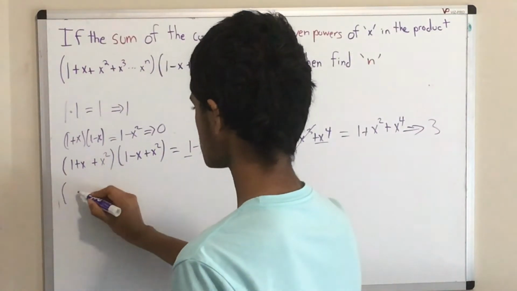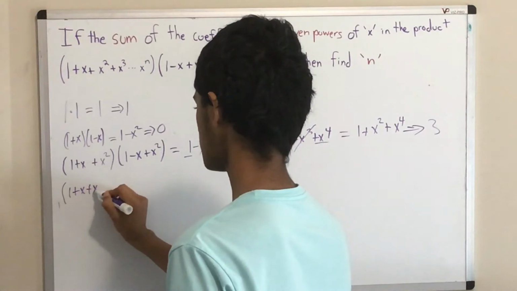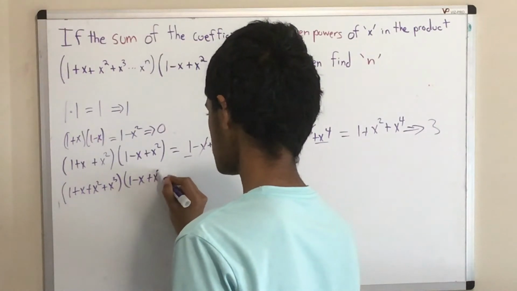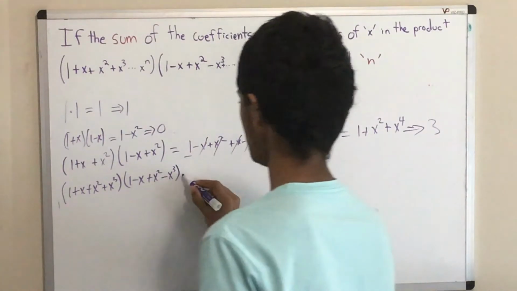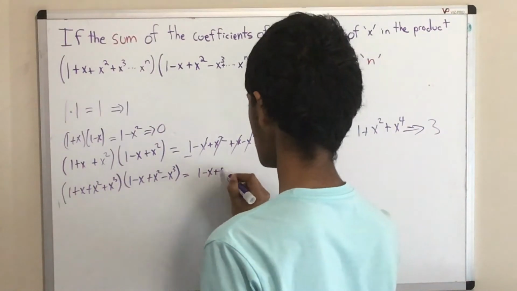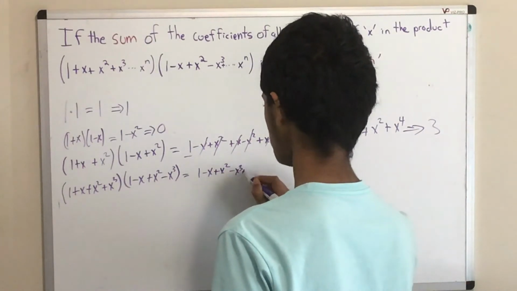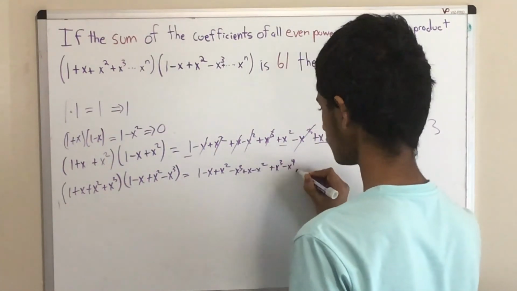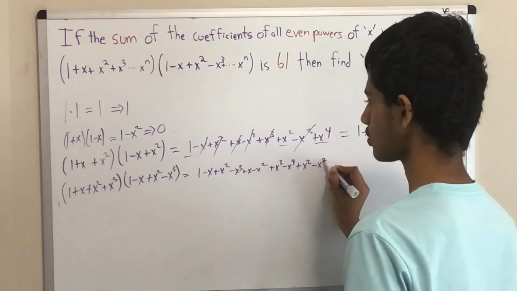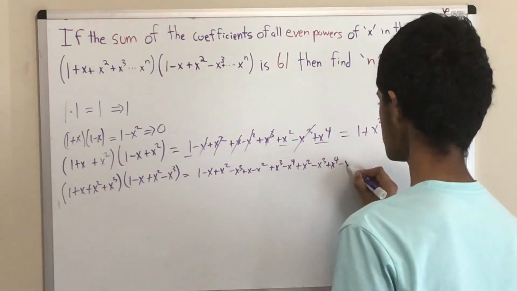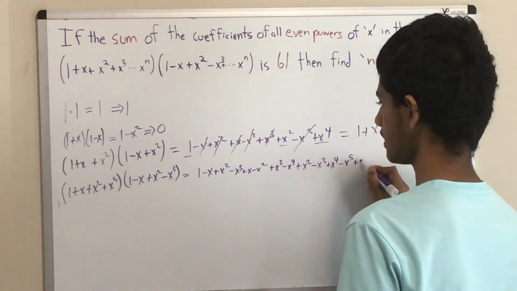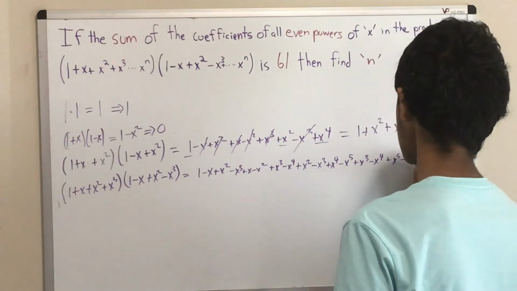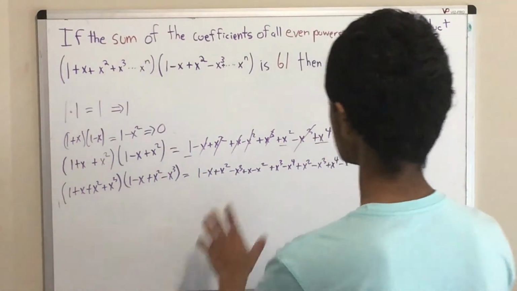Now let's do another example: (1 + x + x² + x³) times (1 - x + x² - x³). This is going to be 1 - x + x² - x³ + x - x² + x³ - x⁴ + x² - x³ + x⁴ - x⁵ + x³ - x⁴ + x⁵ - x⁶. We're going to start canceling terms out just like we did before.